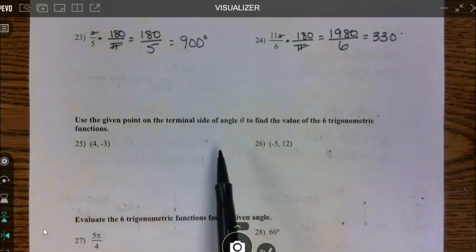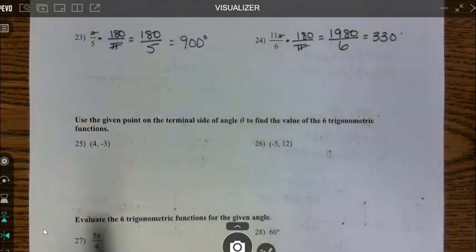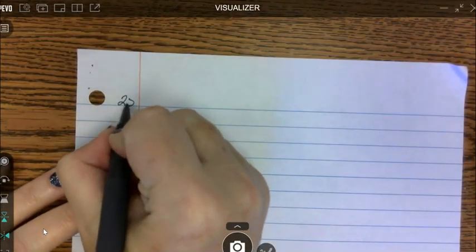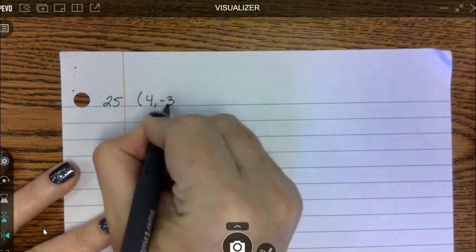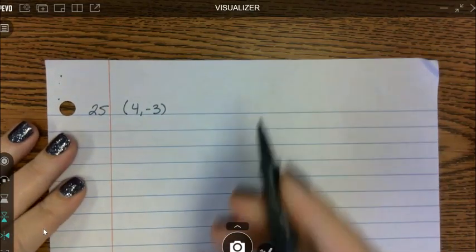Use the given point on the terminal side of the angle to find all 6 values. Now, I'm going to be honest, I can't write that small. So let's do this. So number 25 is 4 and negative 3. So here we go.